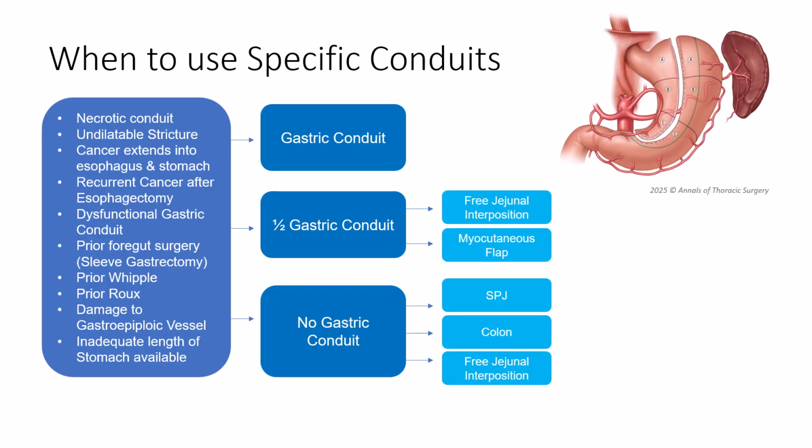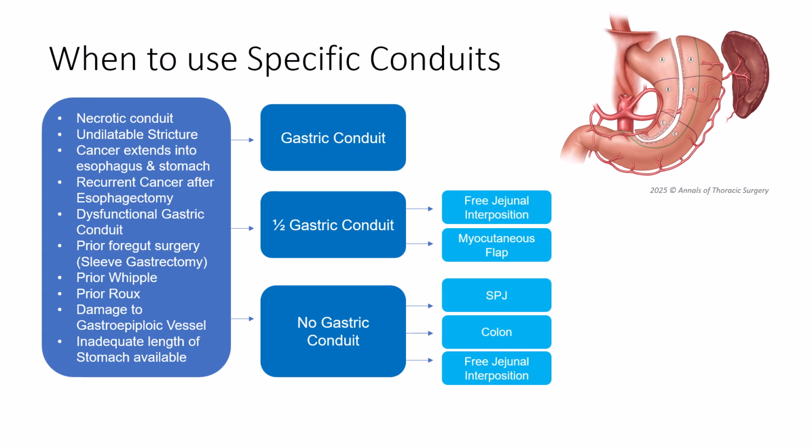This is another guide to help you determine when to use specific conduits. If you have a necrotic conduit, a gastric conduit is not a great option. If you have an undilatable stricture, a gastric conduit might be the best option. If you have a cancer that extends into the esophagus and the stomach, you might be able to use half of a gastric conduit or no gastric conduit at all, in which case you may need a supercharged pedicle jejunum or a colon with or without supercharging or a free jejunal interposition.